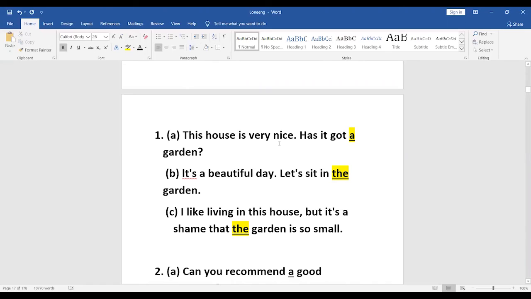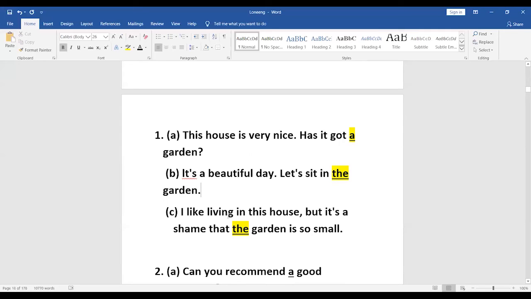It has got a garden. Okay, so very generally I'm saying this house. I'm not being specific here. My bad. I'm sorry. It says this house. And then I'm saying it's got a garden, but I'm not specifying something, but I'm saying it's a beautiful day and let's sit in the garden. So first time when I'm talking about the garden, I'm not being specific. Okay, it's a common noun. But the second time I'm saying let's not go and sit anywhere and everywhere. Let's sit in that particular garden. So because I'm being specific, I'm saying the.